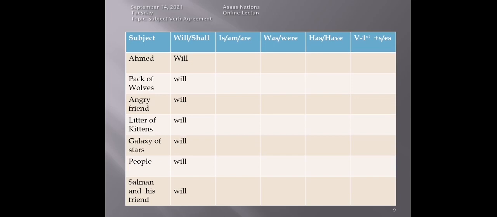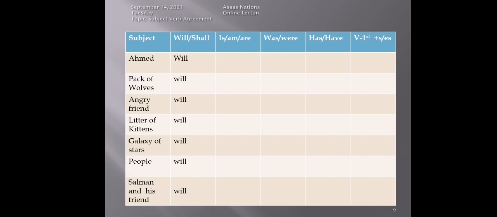Now let's see some examples of subject in number. Subject can be singular or plural. So all you need to see is, if it is singular, use the S form of the verb. If it is plural, use the form of the verb without S. Like Ahmed is, Ahmed was, Ahmed has, Ahmed goes, etc.